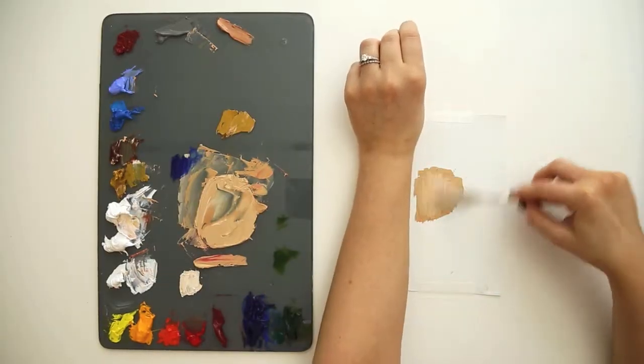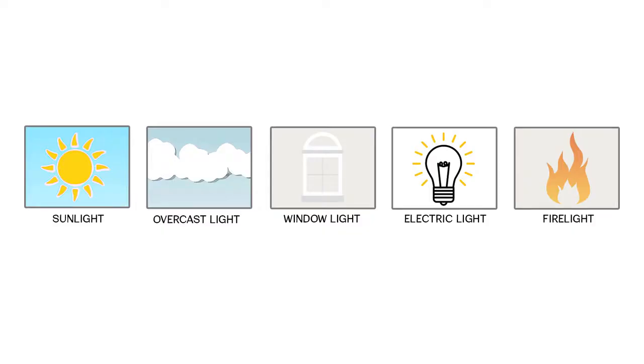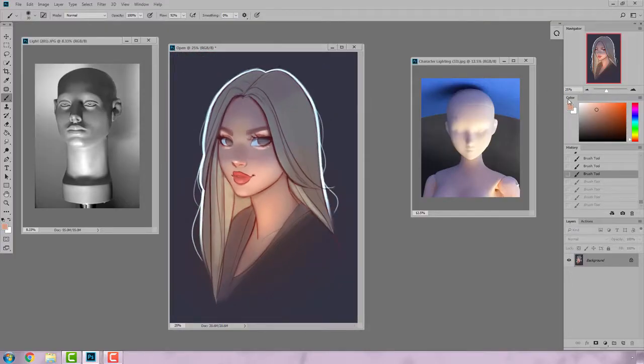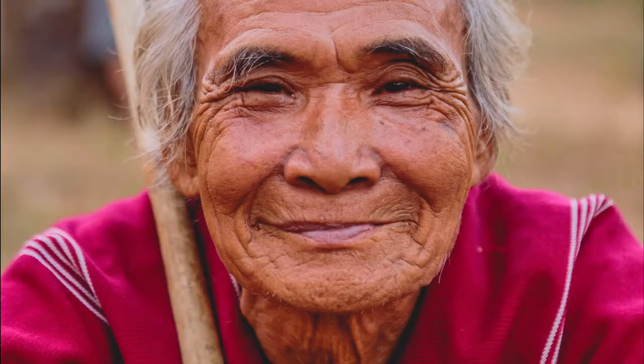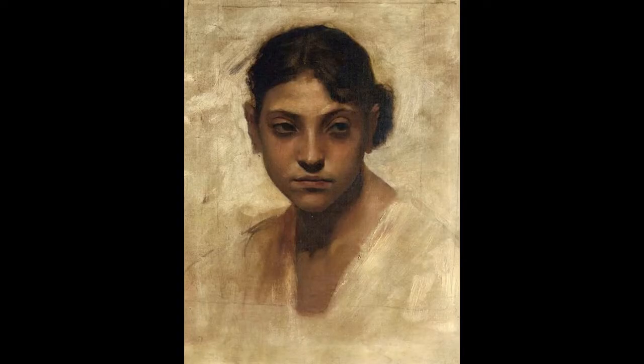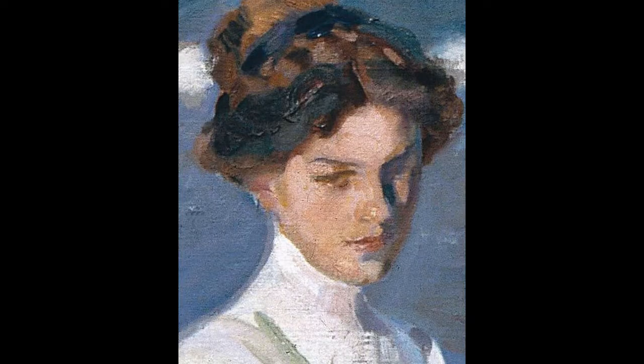We'll talk about different skin tones, the different types of light sources, and how they affect the colors on our subjects. We'll look at tons of examples, from lighting in sunlight, overcast light, window light, and electric light. We'll also go over common lighting angles that work beautifully for portraits and character illustrations.